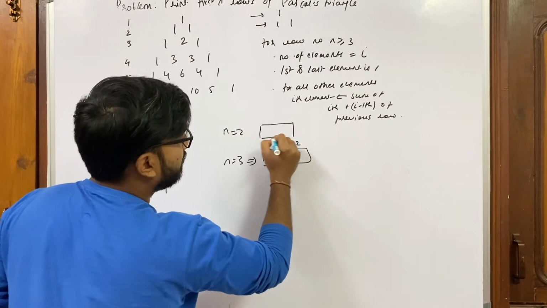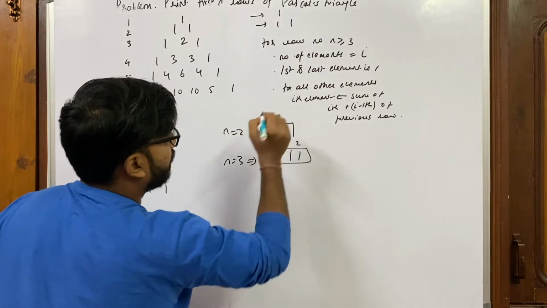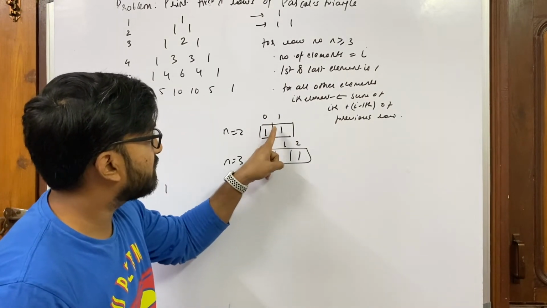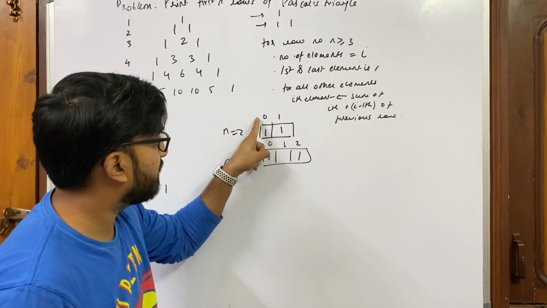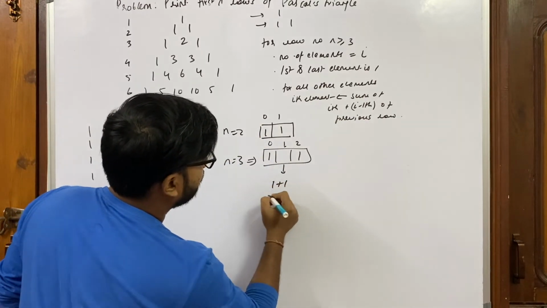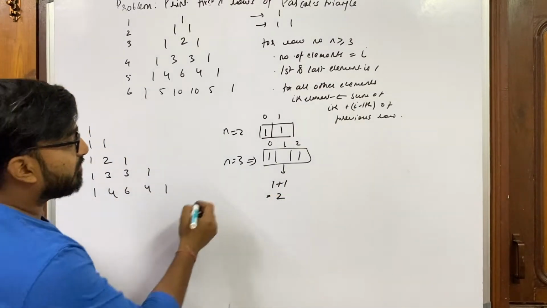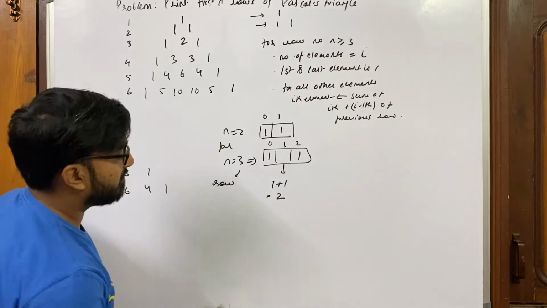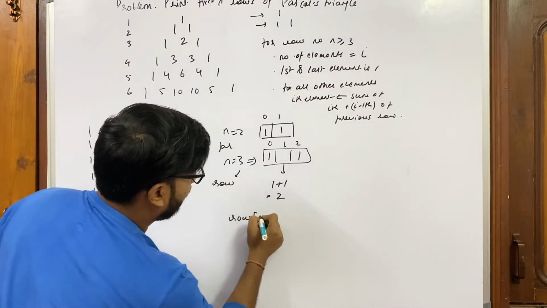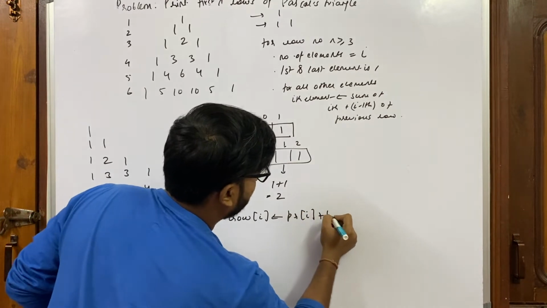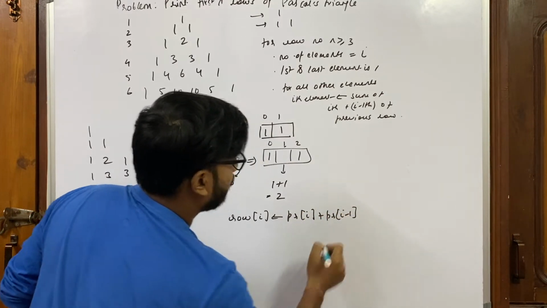It is going to be 1 and 1, this is index 0 and 1. So for this, we find the value by adding the values at i, which is index 1, and i minus 1, which is index 0. So this is basically 1 plus 1, so this is 2. If I consider this as the row, and this as the previous row, then row of i is equal to previous row of i plus previous row of i minus 1.